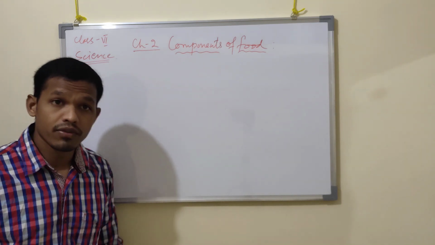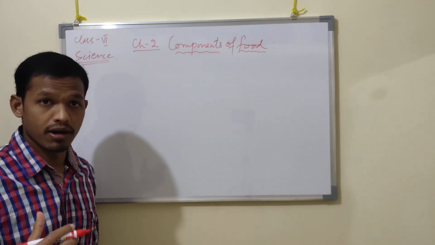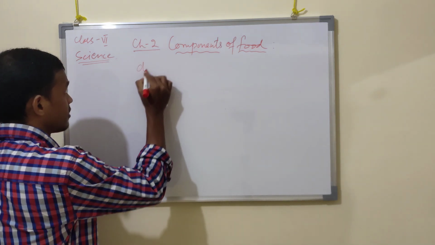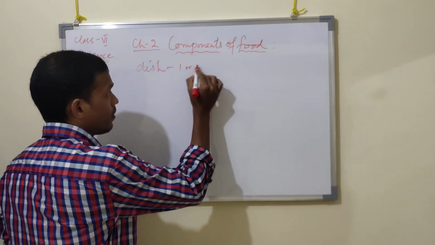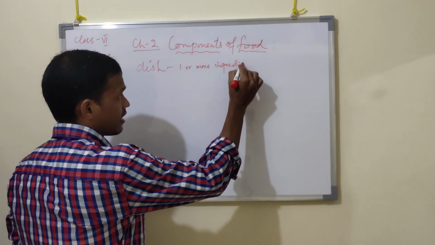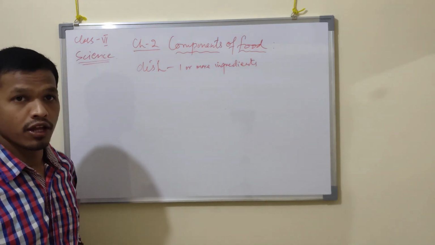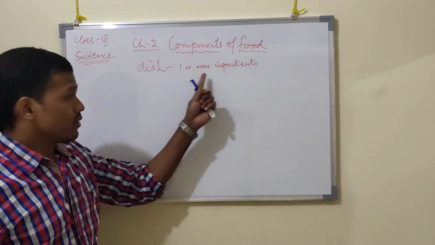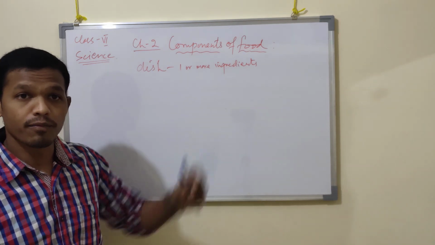As you all know, the dish which is prepared in the kitchen or at home by your mom usually contains one or more ingredients. These ingredients are present in the food items, and they are often from plants and animals.